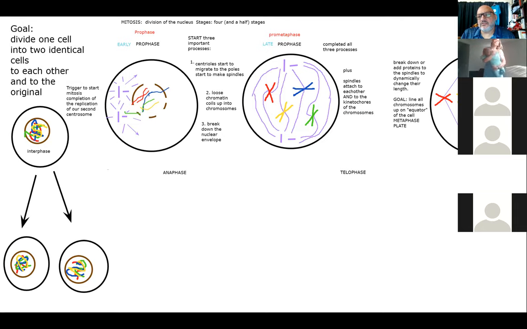And again, I'll just draw the spindles that connect to the kinetochores now. There we go. And so notice everything lines up on the metaphase plate. And that is what occurs in metaphase. All right. Questions on that?